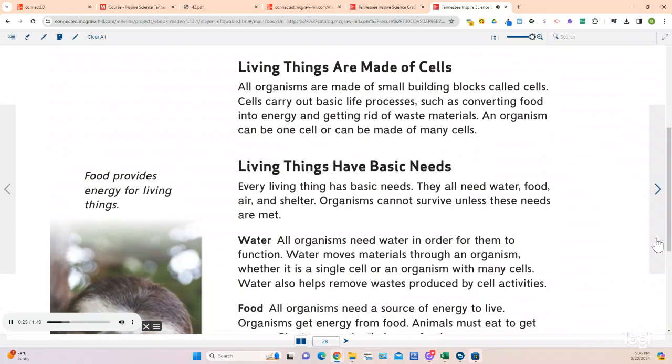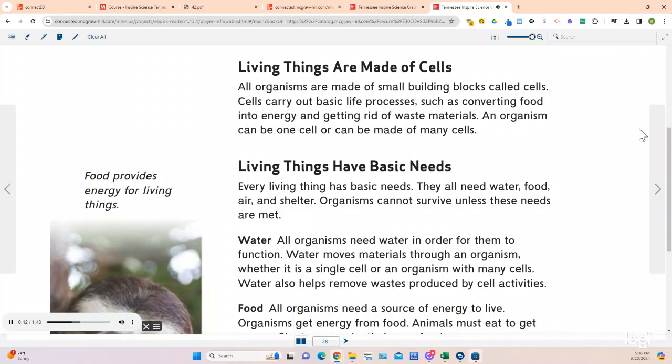Living things are made of cells. All organisms are made of small building blocks called cells. Cells carry out basic life processes, such as converting food into energy and getting rid of waste materials. An organism can be one cell or can be made of many cells.